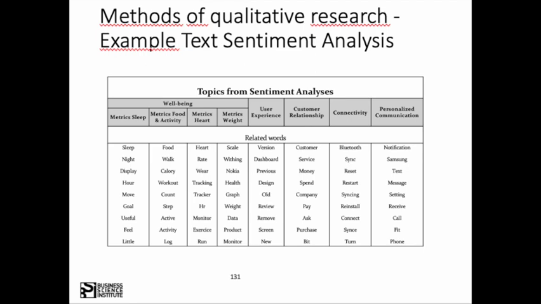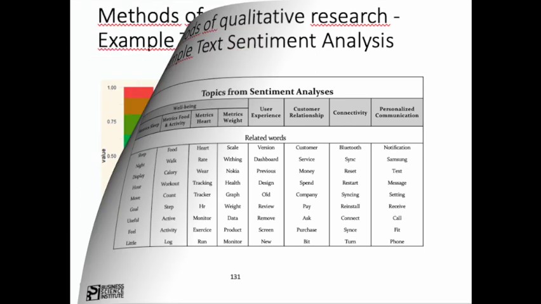For example, for matrix sleep: sleep, night, display. For the matrix food activity: food, calories, workout. For the matrix heart activity: heart rate, wear, tracking, and so on. So you see the words that enabled us to generate the topics.